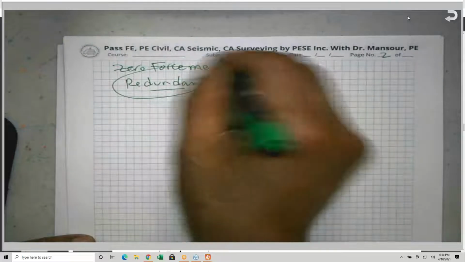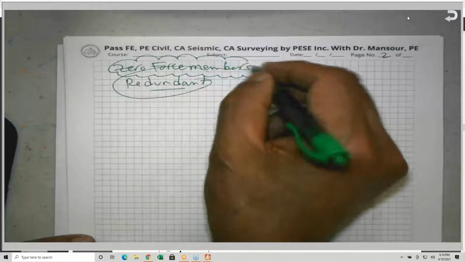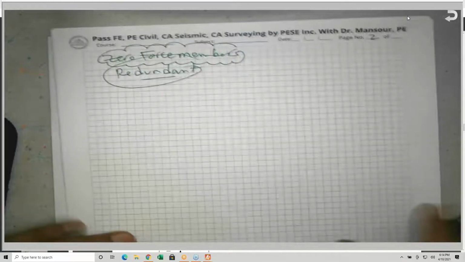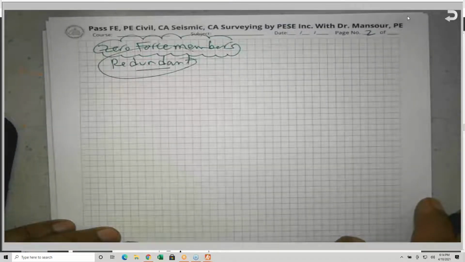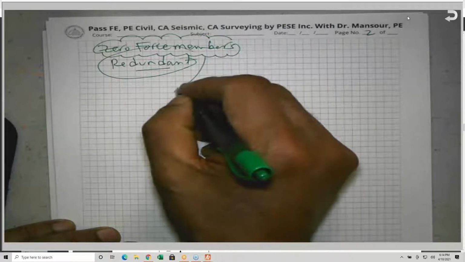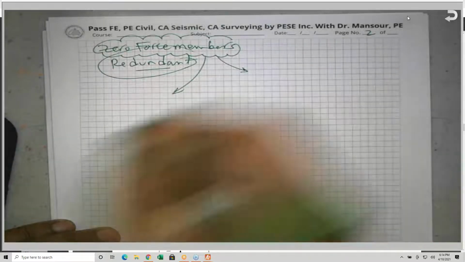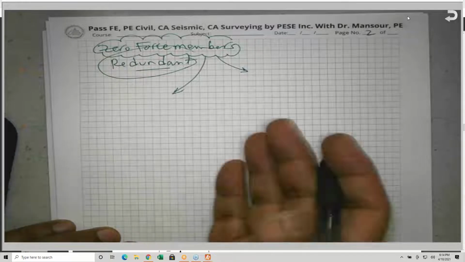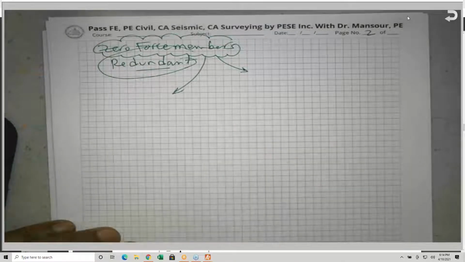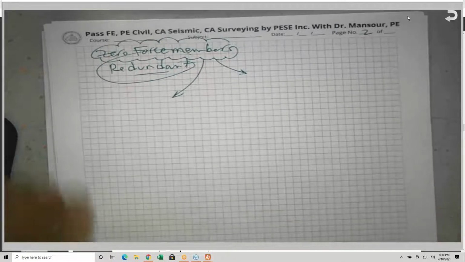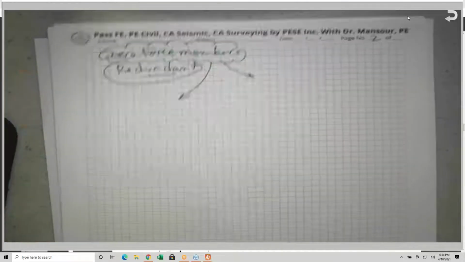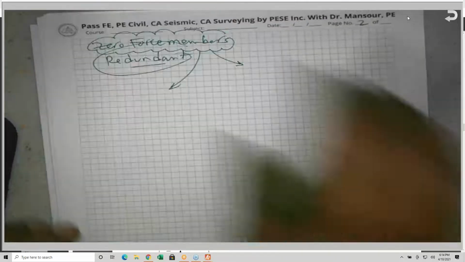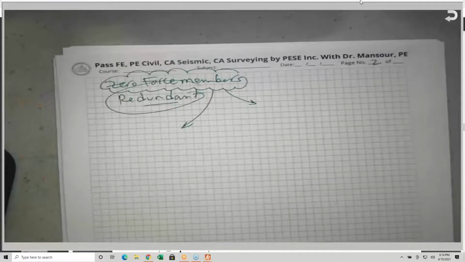How can we identify or determine the zero force members, the members that have no force? There are two important rules. They are listed in structural analysis textbooks. And this is what I'm presenting, as I mentioned before, to all the classes I'm teaching. I'm not inventing knowledge. Knowledge is in the textbooks. I learn it and I'm teaching it. I'm conveying the knowledge, and that's it. So the knowledge is not an invention by Dr. Mansour or by any other instructor representing the material.